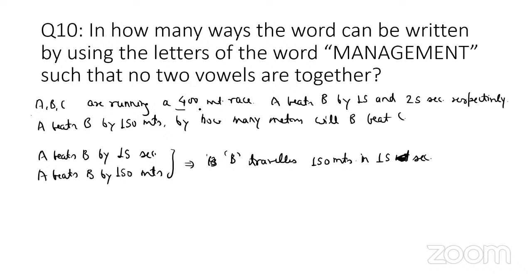And guys, what is the racetrack? The racetrack is of 400 meters. So by the unitary method, we can say that B travels 400 meters in 40 seconds, right? B travels 400 meters in 40 seconds, simple.